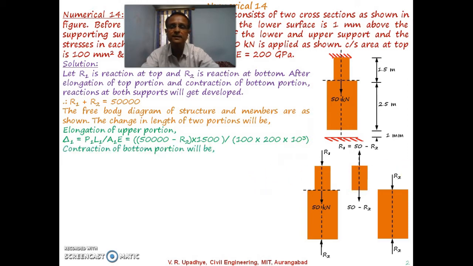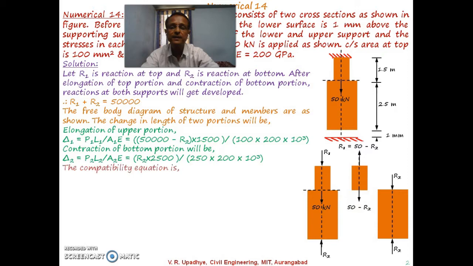So the contraction of the bottom portion will then be delta 2, and that will be P2 L2, whatever force is developed in the bottom portion, divided by A2 E. So if R2 is the reaction developed at the bottom when this part gets connected, then R2 into L2, whose length is 2.5 meters, so it is 2500 millimeter, divided by its area of cross section, 250 millimeter square, and its Young's modulus is again the same, 200 into 10 to the power 3.